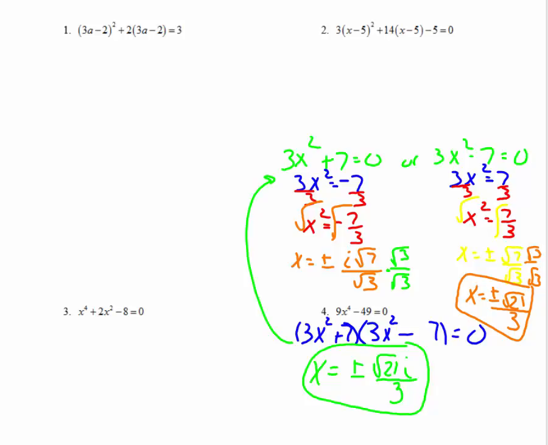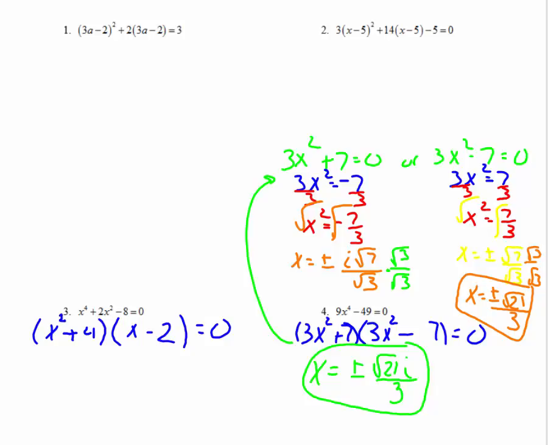What if we didn't want to do the u substitution? Could we just factor number 3 instead, kind of like we did on number 4? Well, there are factors of negative 8 that add up to 2. Sure, there's x plus 4 and x minus 2. The problem is x times x is not x to the fourth.